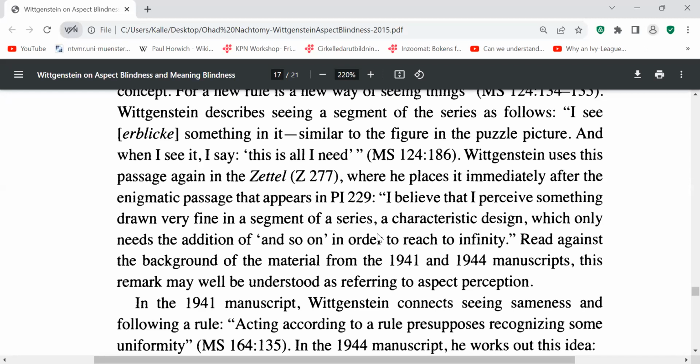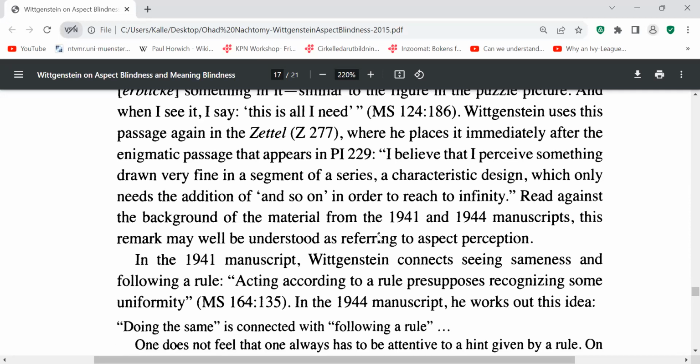I see something in it similar to the figure in the puzzle picture. And when I see it, I say, this is all I need. Wittgenstein uses this passage again in the Zettel, where he places it immediately after the enigmatic passage that appears in Philosophical Investigations 229.